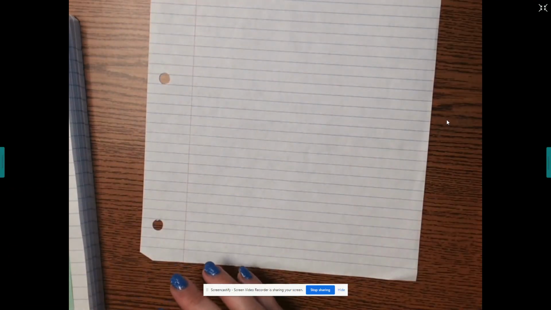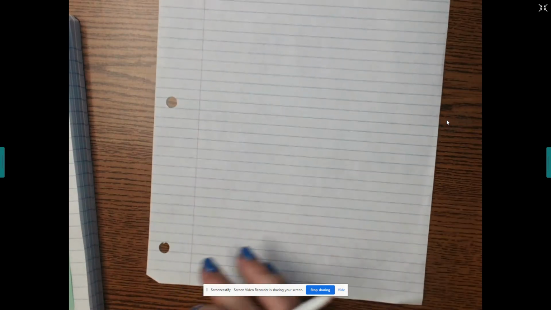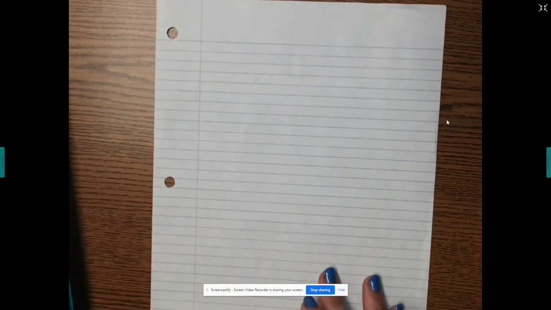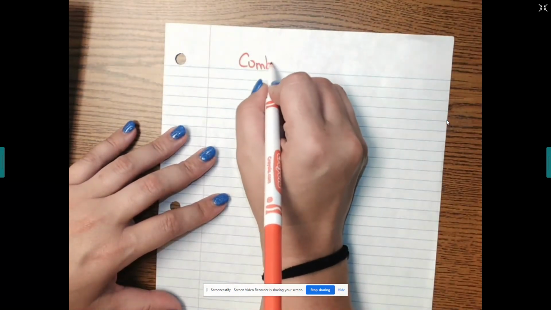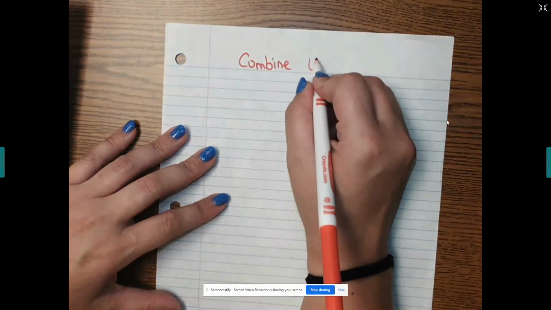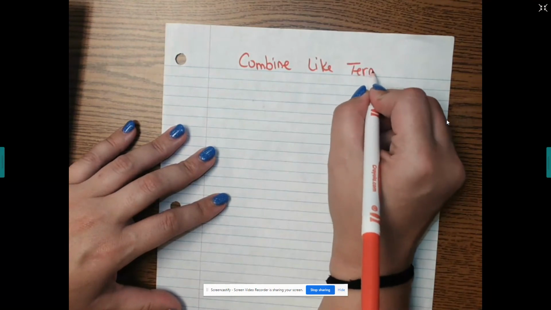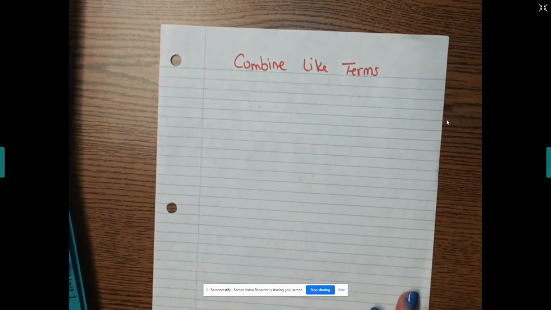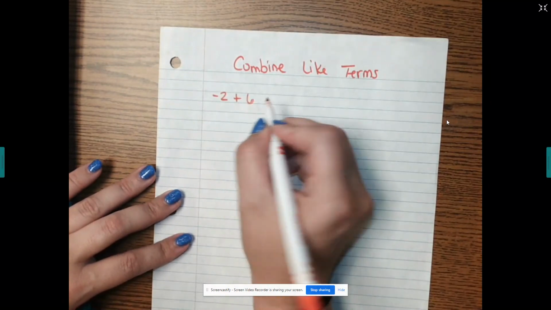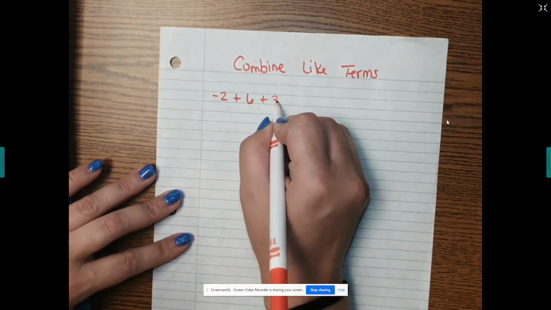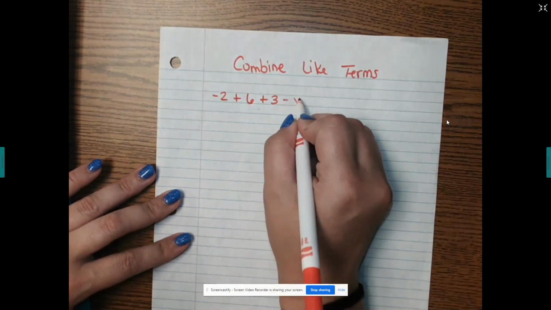So I'm just going to do a couple of reminders with you because you are going to have some practice on this as soon as I finish these notes. So let's do a few practice problems. We're still in our notes because I want you to be able to refer back to these. Combine like terms. We'll start off real easy: -2 plus 6 plus 3 minus x.